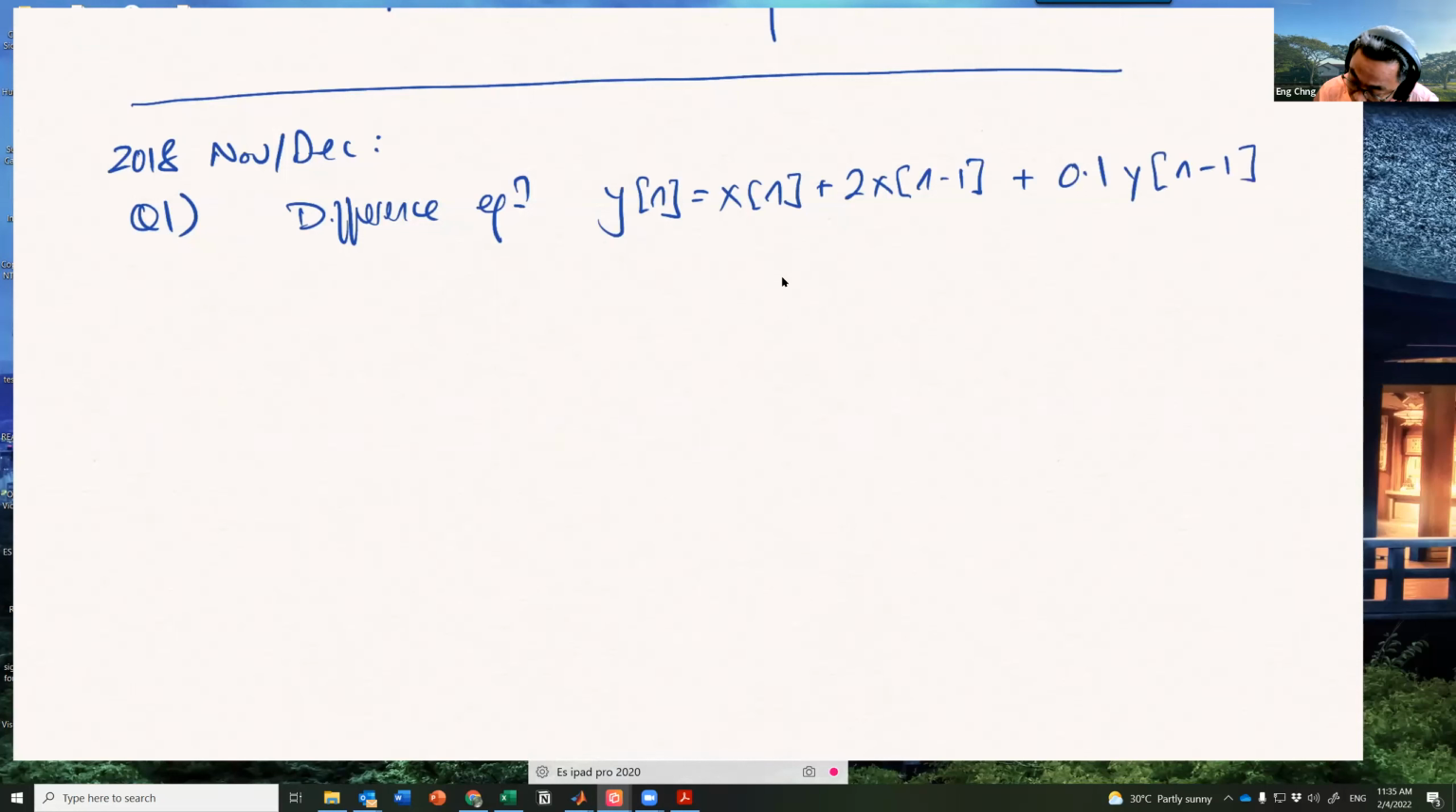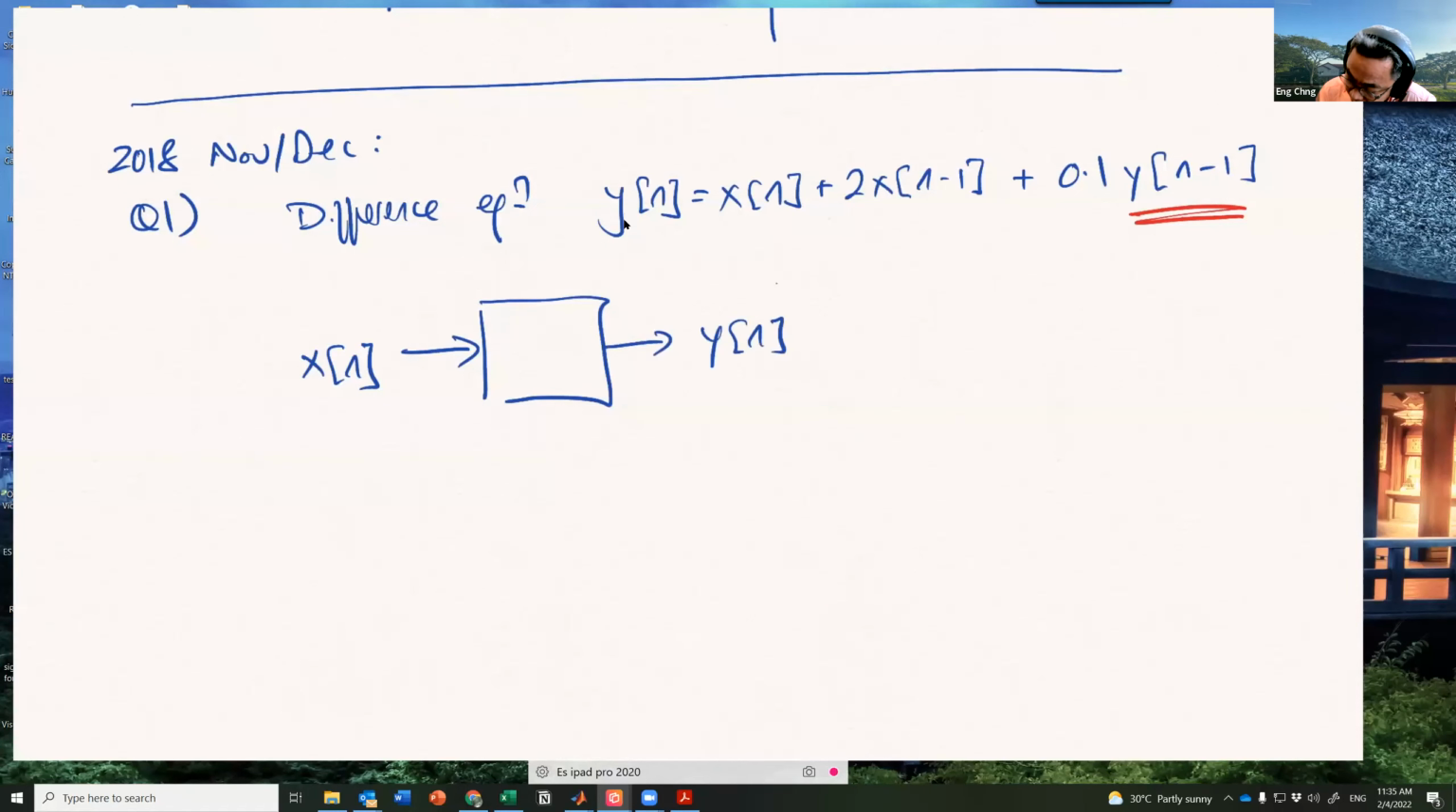If you check out the exam paper, it says 0.1 y of n, which is wrong. The correct question is 0.1 y bracket n minus 1. The difference equation basically says I have a system that takes an input x of n, and I get a y of n, and this y of n follows this equation.